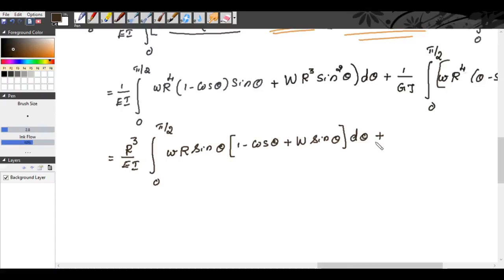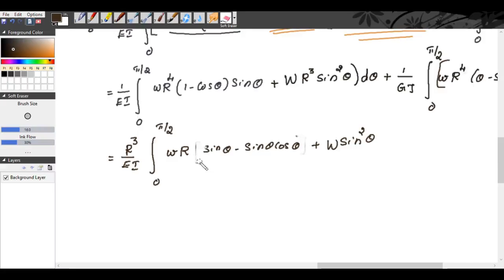Plus, okay, sorry. We will write this as R cube by EI into integral 0 to pi by 2 WR into sin theta, that is sin theta minus sin theta cos theta, plus W, R cube is taken out, W sin square theta into d theta.